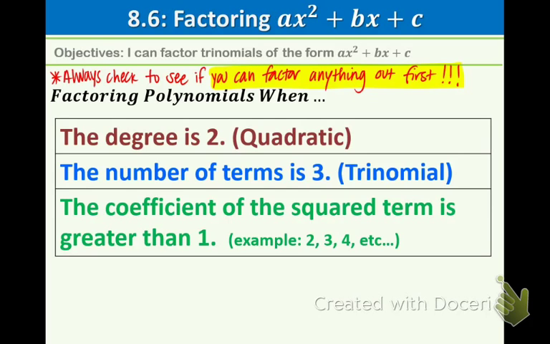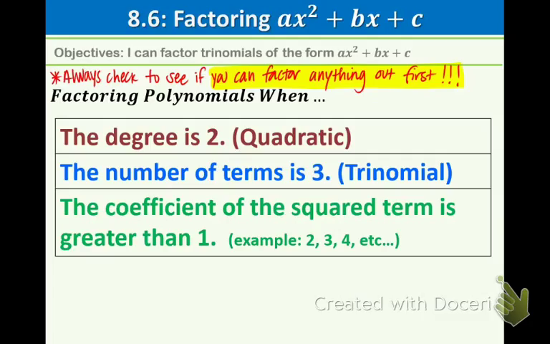Before using the slide, divide, bottoms up method, you want to make sure to see if you can factor anything out of the trinomial before using the method. So that's your first blank that you want to fill in. Always check to see if you can factor anything out first. Now, once you have factored out something, or maybe it's not necessary to factor out anything at all, you're going to make sure that all 3 of these conditions are met.